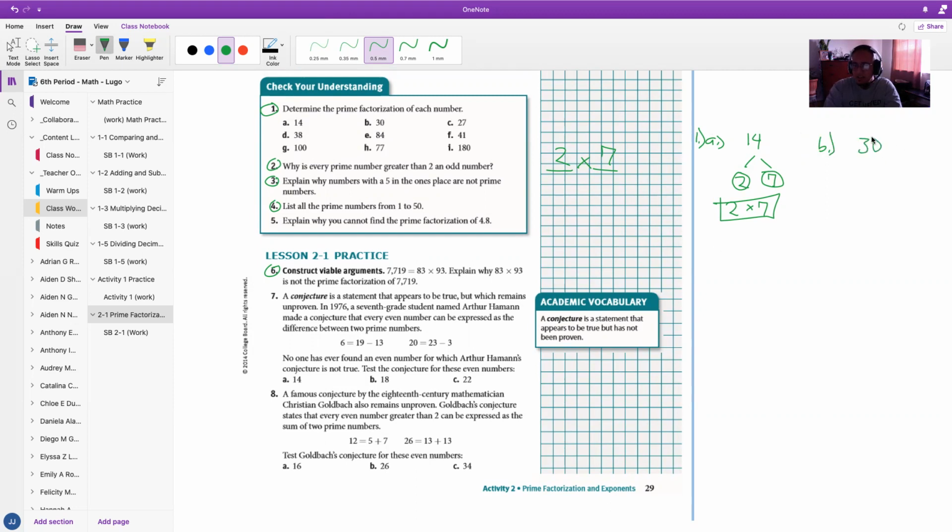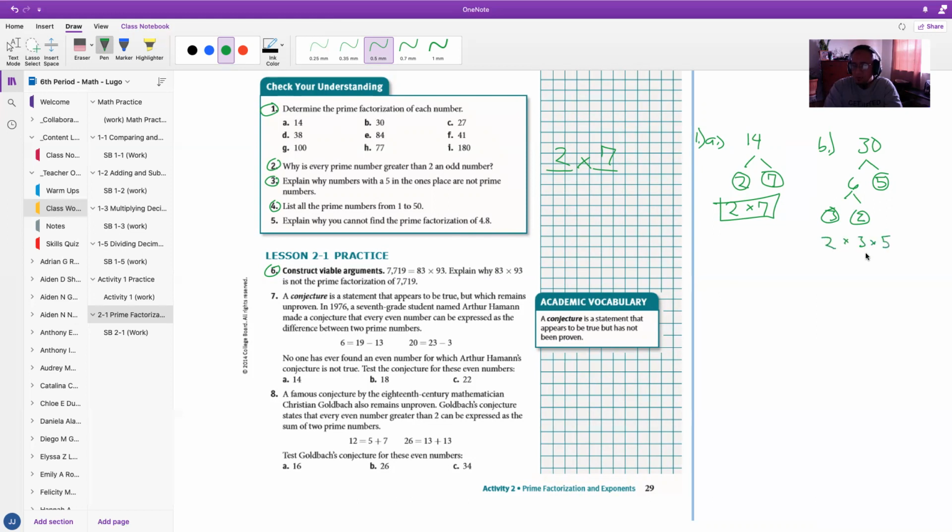Again, 30 is not a prime number. It is composite. And I'm going to go the route of, let's do 6 times 5. You can also do 10 times 3, but I'm going to do 6 times 5. So 5 is prime, so I'm done. I cannot go further. But the 6, I'm going to break it down into 3 times 2, both of which are prime. Awesome. So my prime factorization would be 2 times 3 times 5.